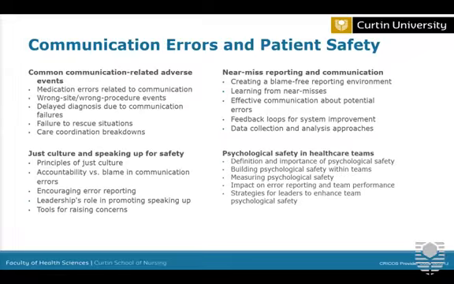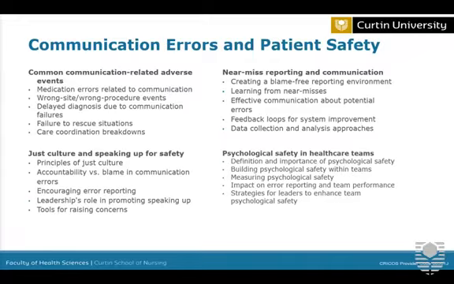And then we have that just culture and speaking up for safety culture. Just culture is the principle of justice. When you learn about your legal and ethical principles, it's an ethical principle of justice where equity of care is provided. So it's just care, it's justice care. That is, everyone is eligible or should be receiving that care. Accountability versus blame in communication. So being able to speak up, encouraging error reporting because we want to be able to resolve issues, not pretend they don't occur. And then there's a leadership role in promoting a speaking up culture.